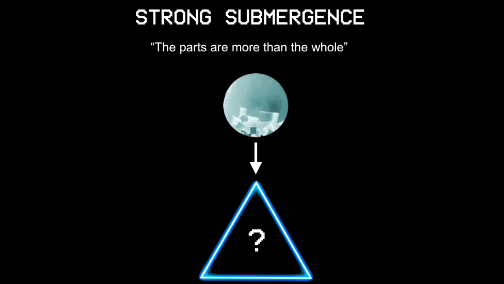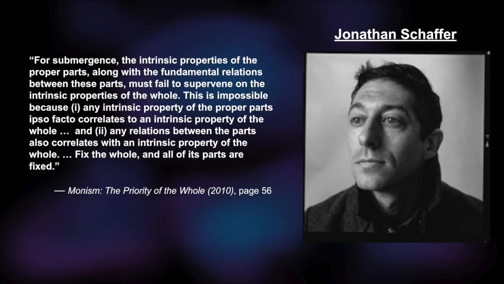Much like with strong emergence, strong submergence is the more controversial form of submergence. As Jonathan Schaffer argues, for submergence, the intrinsic properties of the proper parts, along with the fundamental relations between these parts, must fail to supervene on the intrinsic properties of the whole. This is impossible, because any intrinsic property of the proper parts ipso facto correlates to an intrinsic property of the whole, and any relations between the parts also correlates with an intrinsic property of the whole. Fix the whole, and all of its parts are fixed.